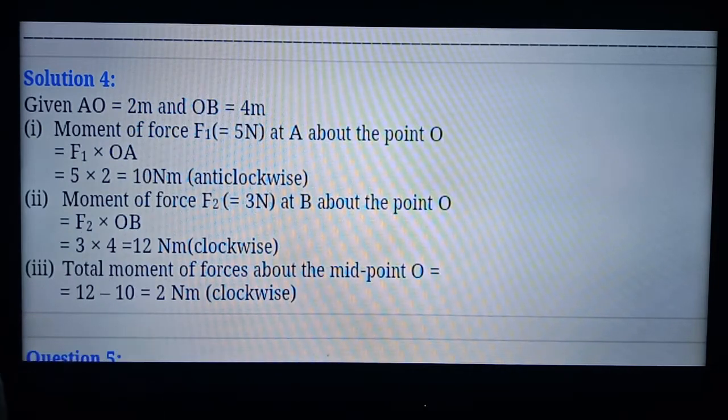Then the total moment of force will be subtracted. Bigger one minus smaller one. So bigger one is clockwise, so that is 12 minus anti-clockwise, that is 10. So the total moment of force will become 2 Newton meter clockwise.